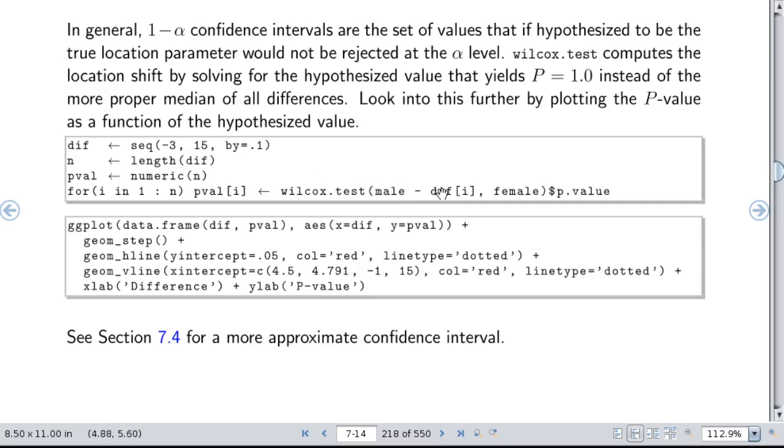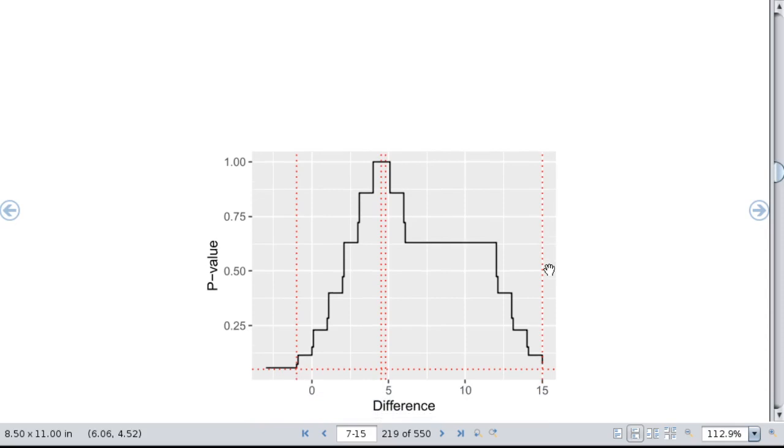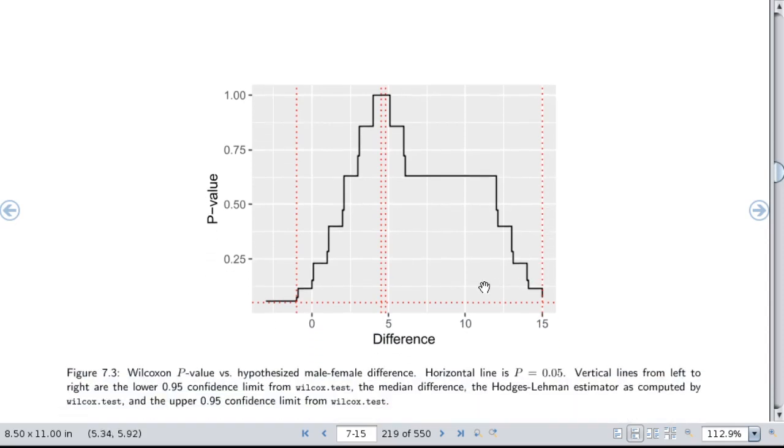So by subtracting the hypothesized value from the male and then comparing that with female, you can solve for what values of these differences the p-value is greater than 0.05. And that will give you a 0.95 confidence interval for the difference in male and female using the Hodges-Lehmann estimate. So when you plot that, you can see these are the differences, and if you hypothesize the difference between male and female is equal to this value, what do you get for a p-value? And you can solve for where this hits 0.05 in one direction and 0.05 in the other.